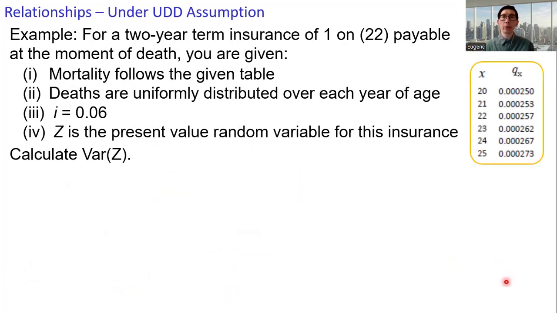Let's take a look at an example. For a 2-year term insurance of 1 on an individual at age 22, death benefit is payable at the moment of death. You are given that the mortality follows the given table on the right-hand side. Deaths are uniformly distributed over each year of age. The interest rate is 6%. Calculate the variance of Z. Z is the present value random variable for this insurance.